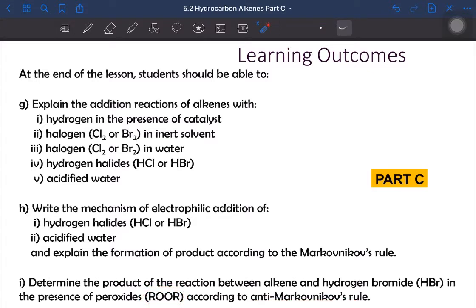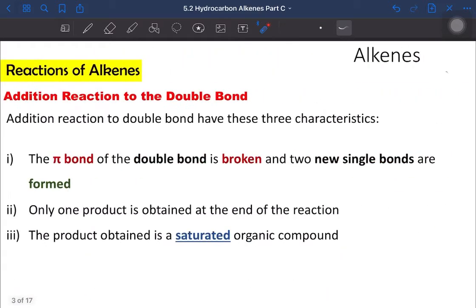So the peroxide here can be the hydrogen peroxide or the metal peroxide like CH3OOCH3. So if we see the HBr in the presence of peroxide, the reaction will follow the anti-Markovnikov rule. Now without further ado, let's get started.